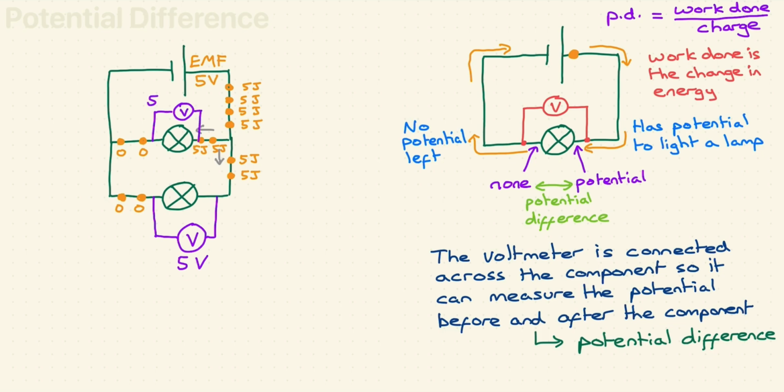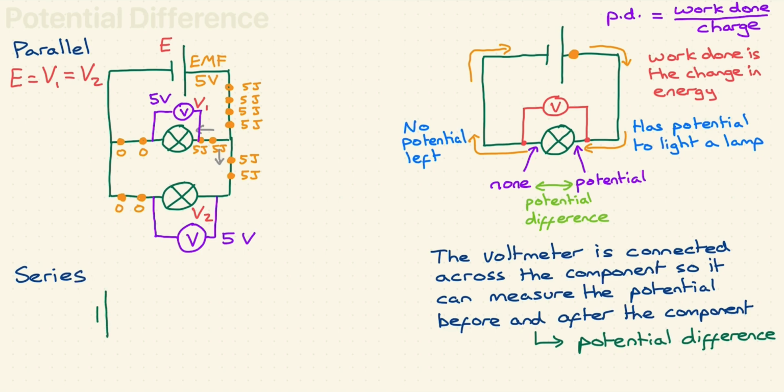Similarly, as these charges go through the other lamp, they give up all their energy, so the potential drops to 0. The potential difference is 5 minus 0, so 5 volts. We have a cell and 2 branches in the circuit, and in the cell the EMF is 5 volts, and in both branches the potential difference is 5 volts. The EMF and the potential difference in the branches is the same in a parallel circuit. Let's label them E, V1 and V2, and so E equals V1 equals V2.